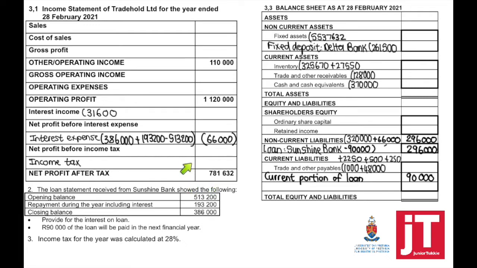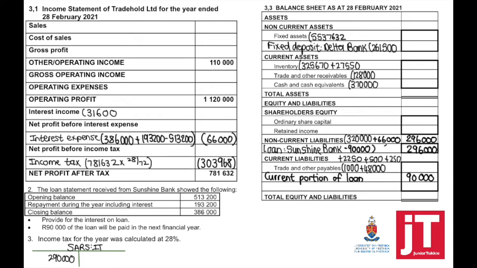So I can calculate the income tax and I can calculate the net profit before tax by saying, if the net profit before tax equals 100 minus 28%, it means that the net profit after tax equals 72%. So if I want to calculate the income tax, we're going to take the net profit after tax times 28 divided by 72. This must be in brackets because we're going to subtract it.